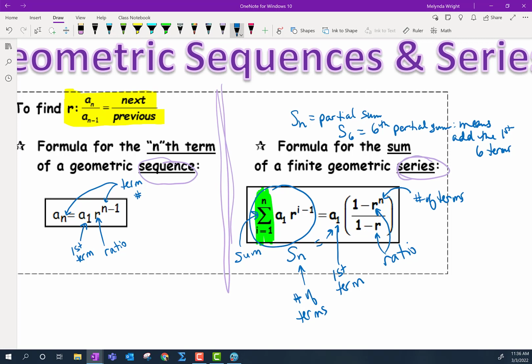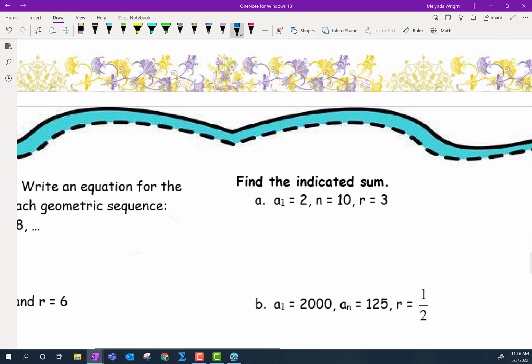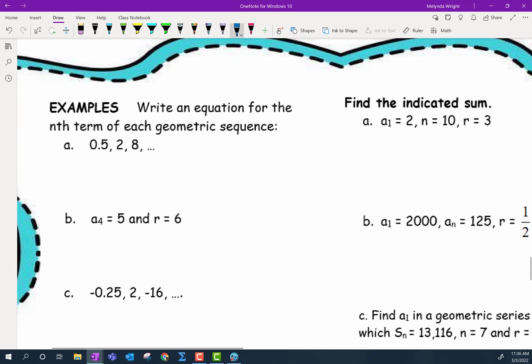All right, so those are our formulas. Let's go down to our problems. You will need a calculator for this lesson, so hopefully you have your calculator handy. On the left side, we're going to talk about the nth term, which is basically the sequence formula: the first term, in parentheses, times r to the n minus 1. This is the one we'll refer to when finding the nth term.